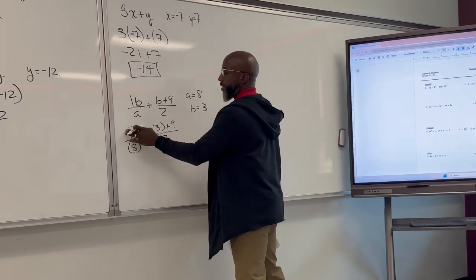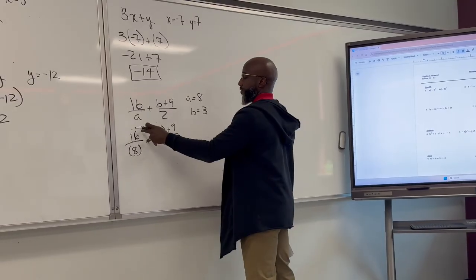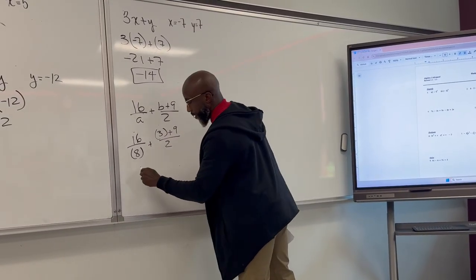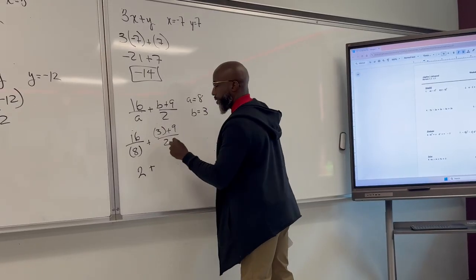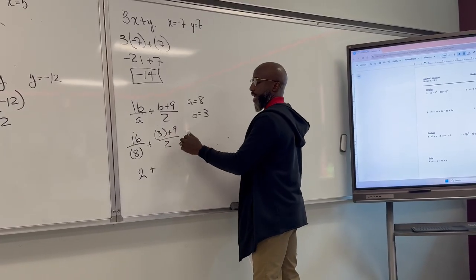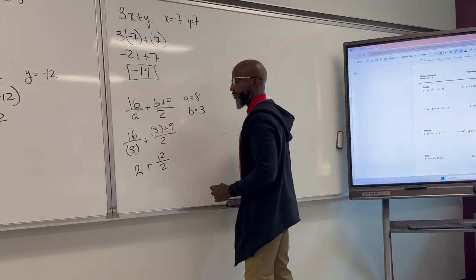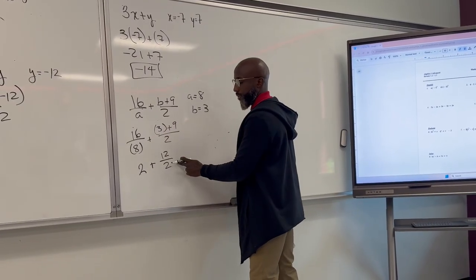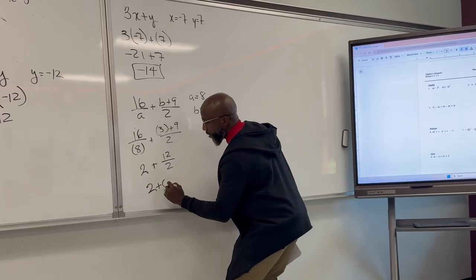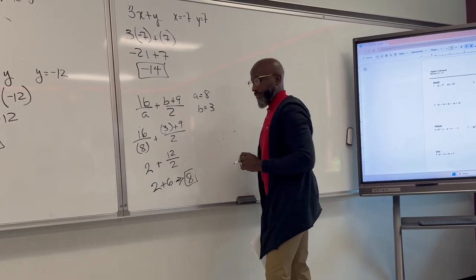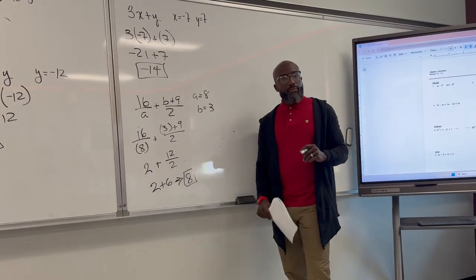Now, order of operations say I do division first. This is division here. 16 divided by 8 is 2. And then we have 3 plus 9 at the top of this problem, which is 12 over 2. 12 over 2 simplifies to be 6. 2 plus 6 is 8. Alright?